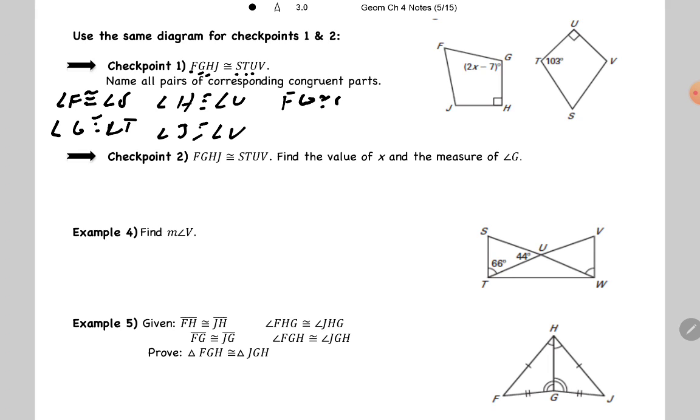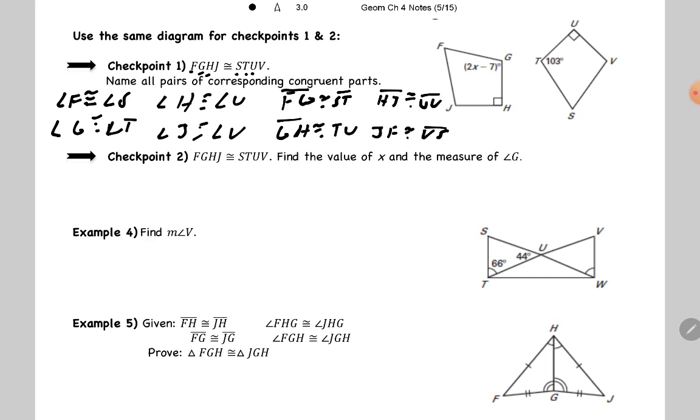FG is congruent to ST. Don't forget about the bars. GH is congruent to TU. HJ is congruent to UV. And JF is congruent to VS. Okay.